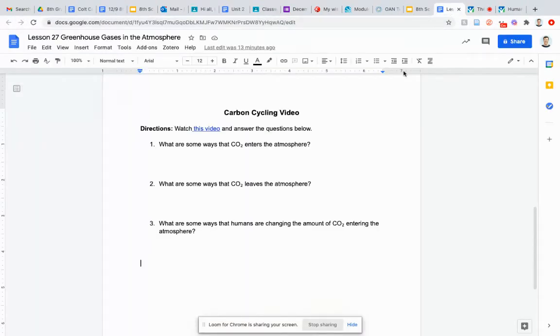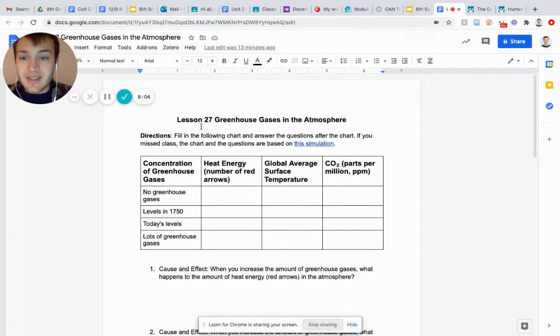All right. So while we are looking at the simulation, you're going to have a worksheet to fill out. The worksheet looks like this. At the top, it says Lesson 28, Greenhouse Gases in the Atmosphere. You're going to look at the simulation as we go through it in this video, and fill out information about different concentrations of greenhouse gases, or different concentrations of carbon dioxide. The things you're going to fill out are heat energy, which is the number of red arrows, then global average surface temperature, like the temperature according to the thermometer, and lastly, CO2 in parts per million.